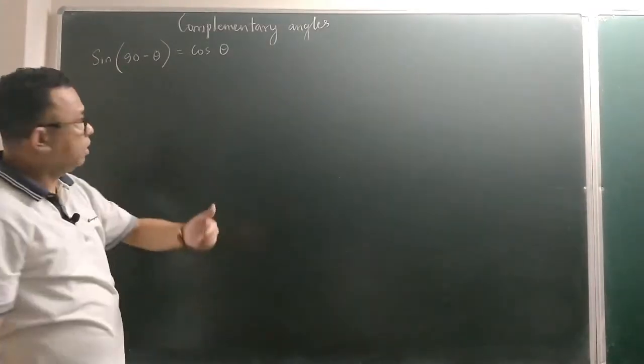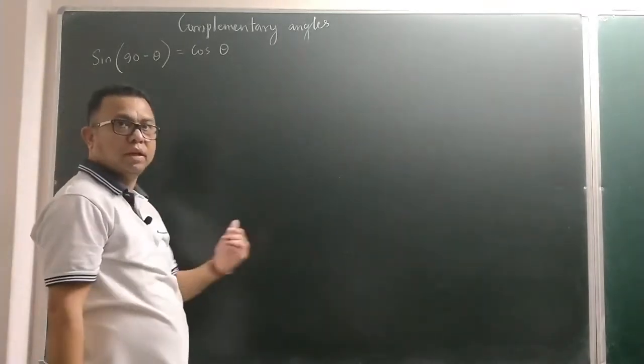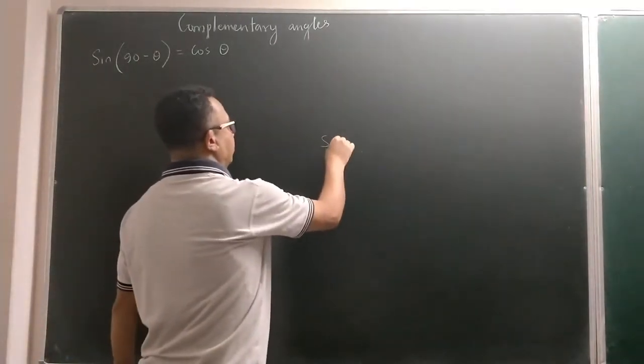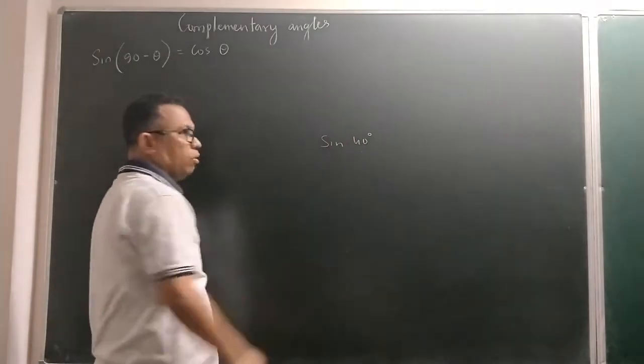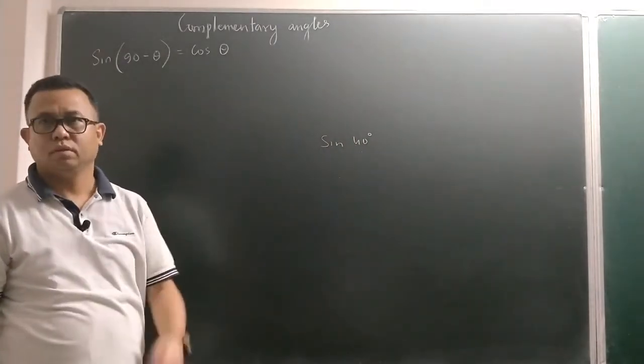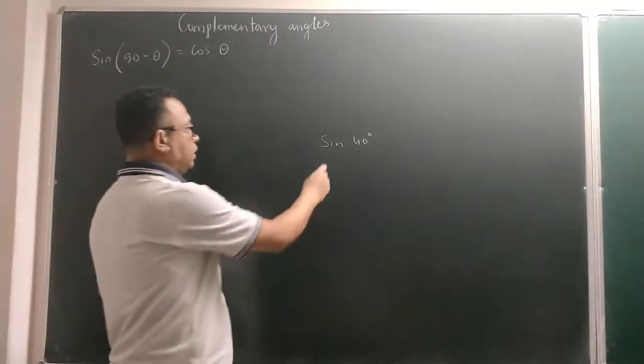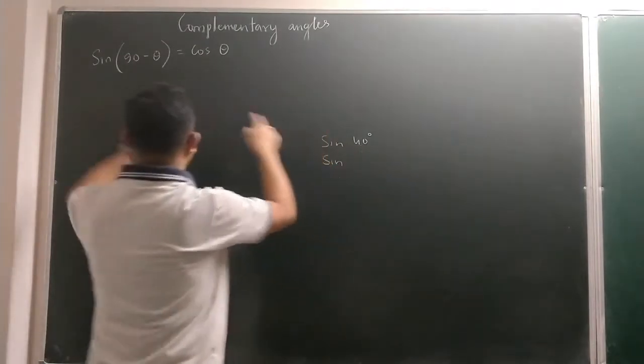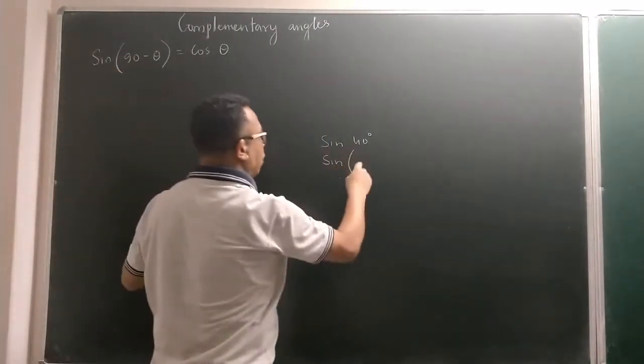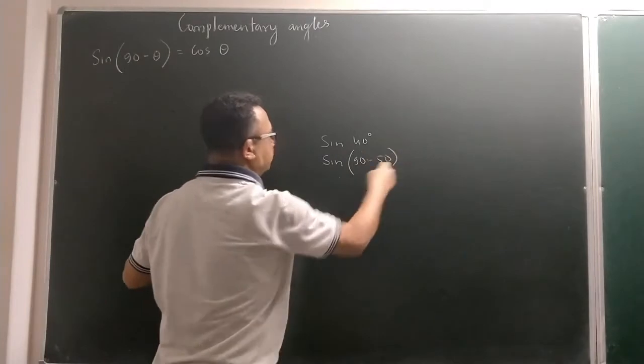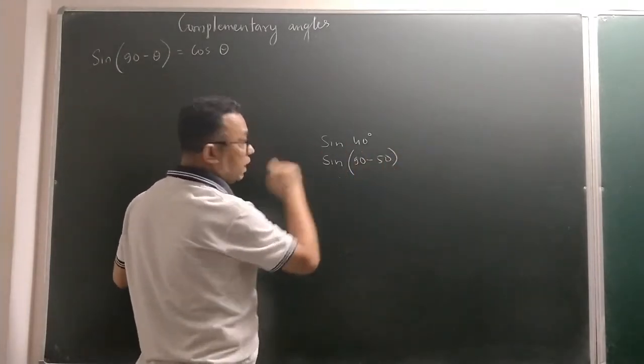Now you may be wondering, what is the meaning of this? Now think about sine 40 degree. How am I going to change this sine 40 into cos? So what we will do? Always change this in the form of 90. 40, how to write? 90 minus 50. Don't forget 90, if I subtract 50 I will get 40.